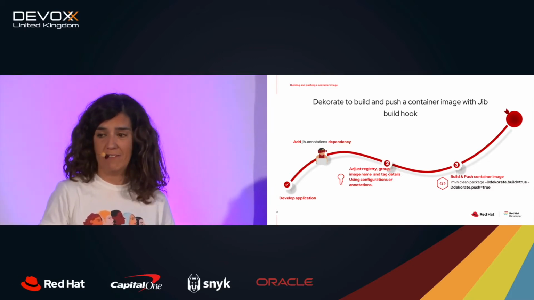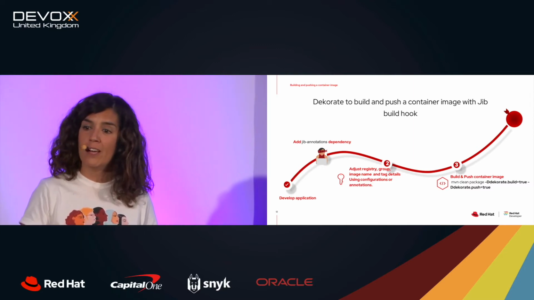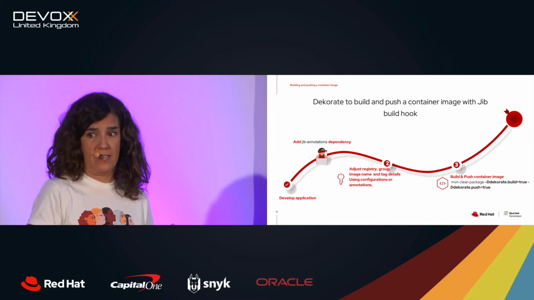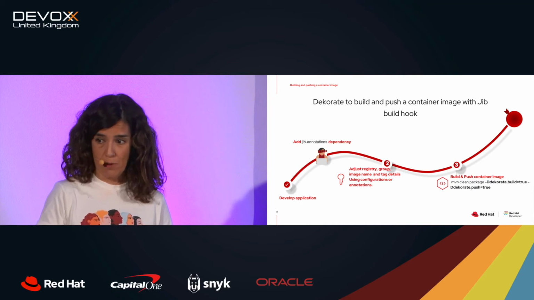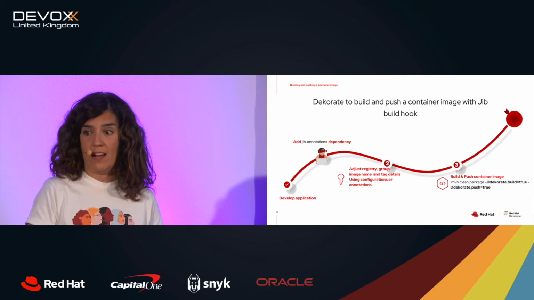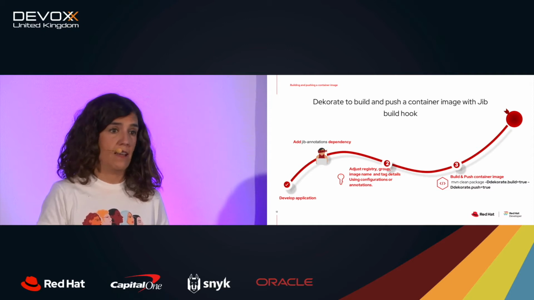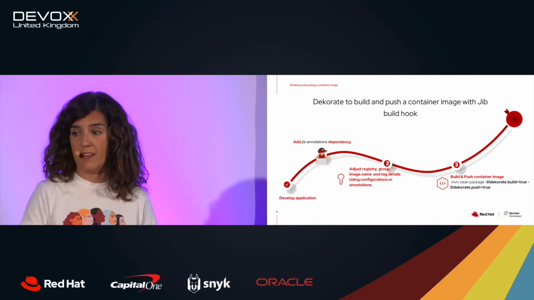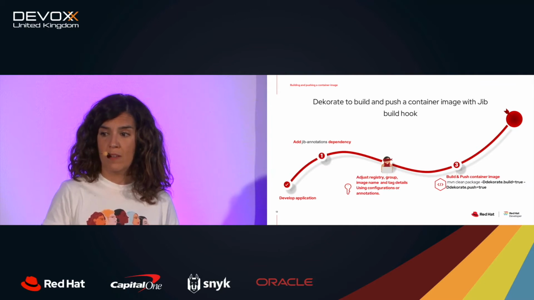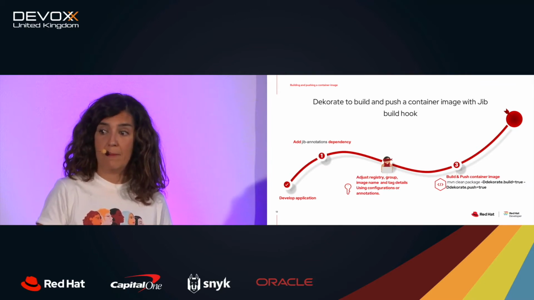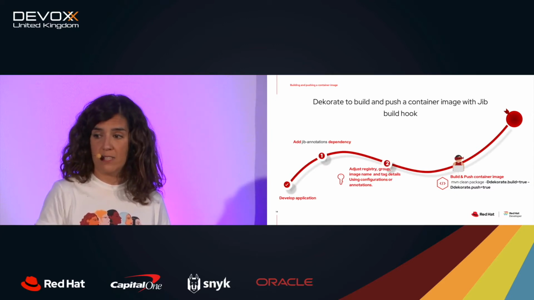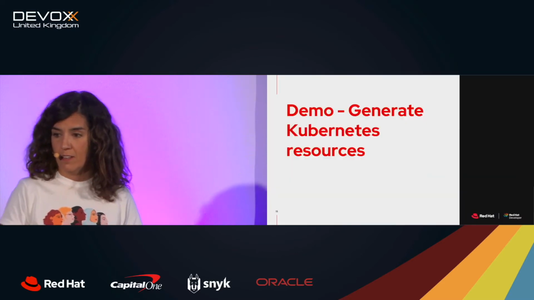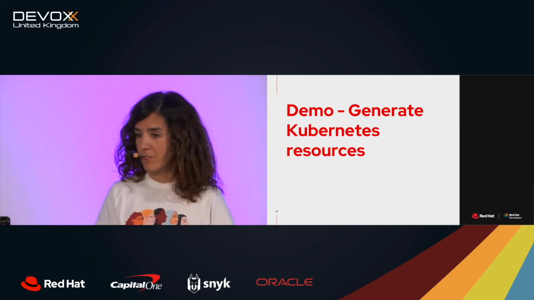We don't have enough time for all the things we would like to show you. So in order to configure the Jib strategy, we have added the Jib annotation dependency to the POM of our applications, then adjusted some details about the image, and finally we have triggered the build and push of the container image by adding two flags as system properties at the command line in the Maven clean package command. Okay, so we can jump to the demo.